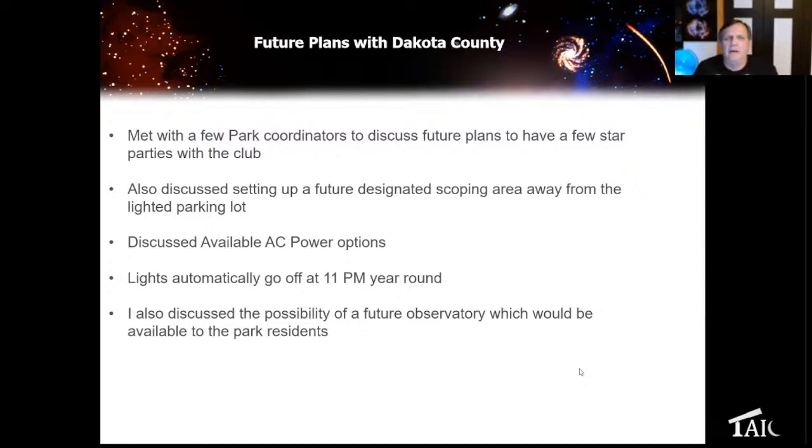My future plans with Dakota County: I met with a few coordinators to discuss having a few star parties with the club. I also discussed setting up a future designated scoping area away from the lighted parking lot, possibly some additional AC power options, and trying to get those lights turned off a little earlier than 11 p.m. And then I also discussed, as a very remote possibility, maybe having a future observatory that the county would put up and make available to park residents, and our organization would be able to do star parties there.